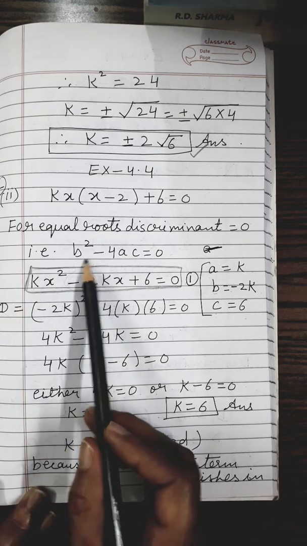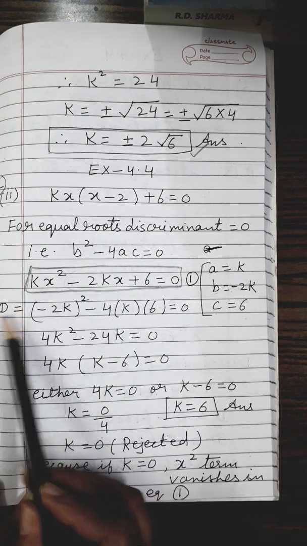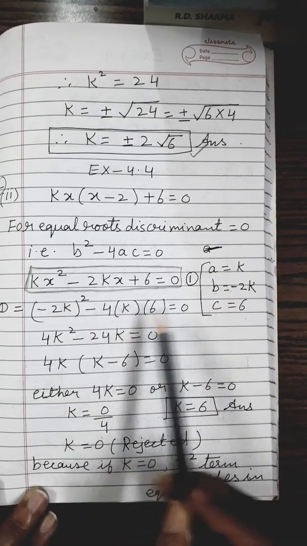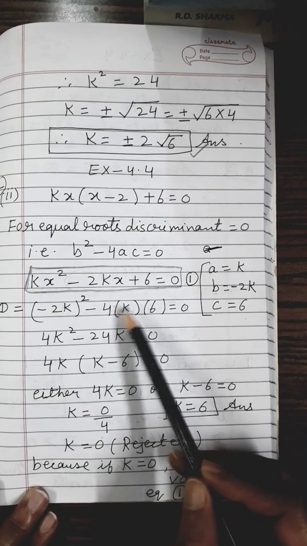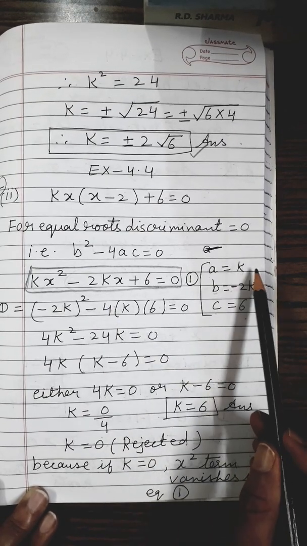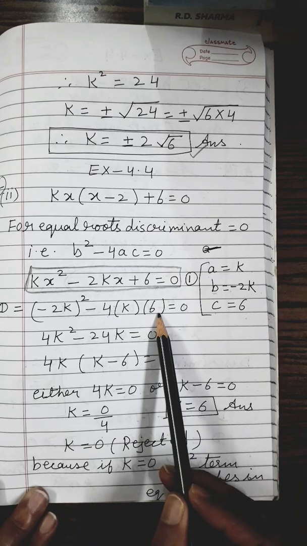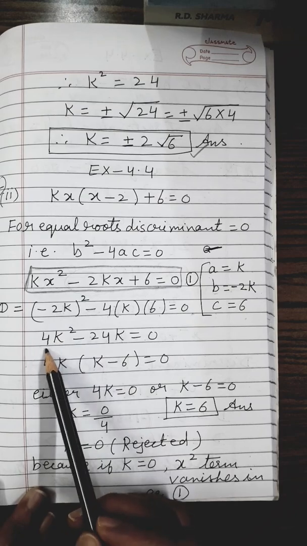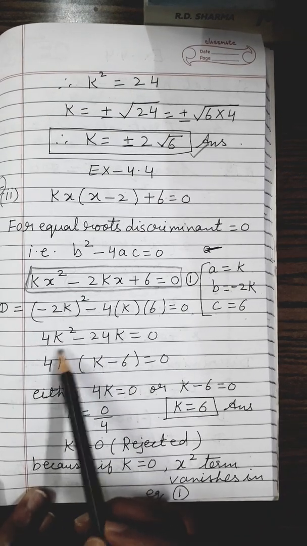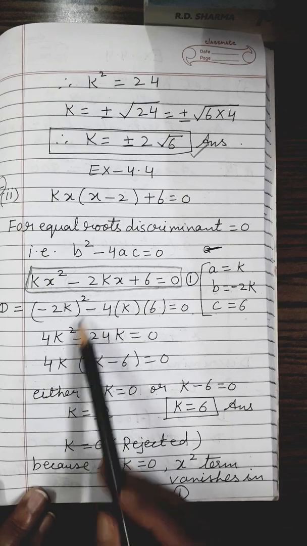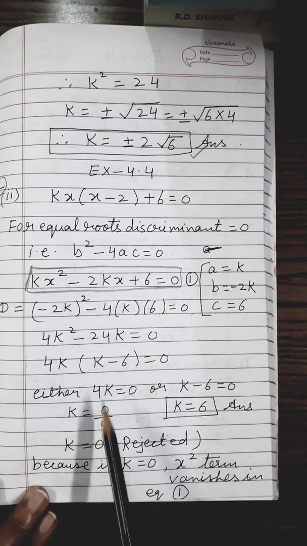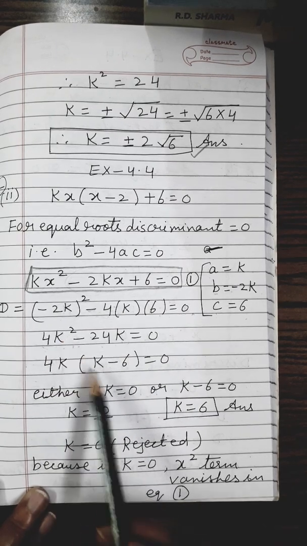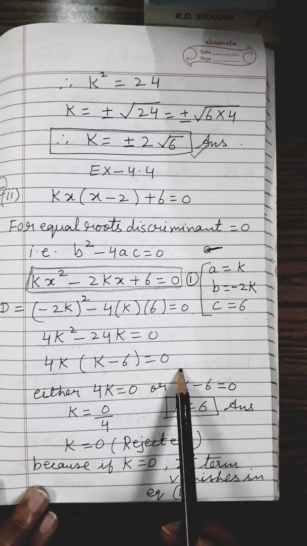Now discriminant is b square minus 4ac. Discriminant I represent by capital D. So what is b square? Minus 2k whole square, minus 4 into a into c, this is the minus sign of the formula, 4 into a into c means 4 into k into 6. So it should be equal to 0. Now minus 2k whole square gives you 4k square, and minus 4 into k into 6 gives you minus 24k equals to 0. From these two terms I can take out 4k common, k remains from the first term and 6 will remain from the second term, equals to 0.